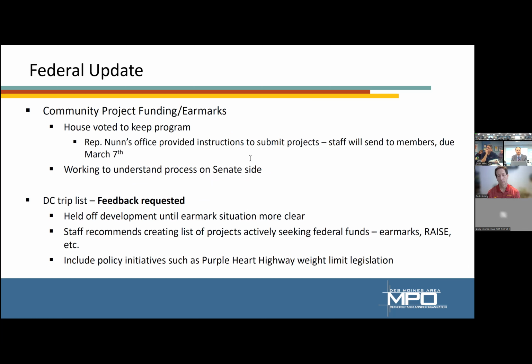We have been holding off on developing a DC trip list until we knew whether earmarks were a thing. So now that we know they are a thing, we have to develop that fairly quickly to get it into the DC book. Our recommendation would be that we just create a list of projects that are actively seeking federal funds, such as earmarks, RAISE grants, if the airport has something, and supplement that with any policy initiatives like the Southeast Connector. That's in there for a RAISE grant.